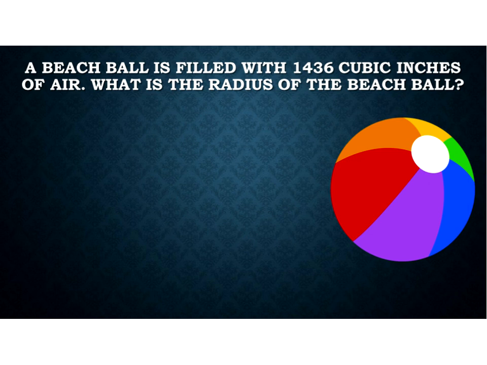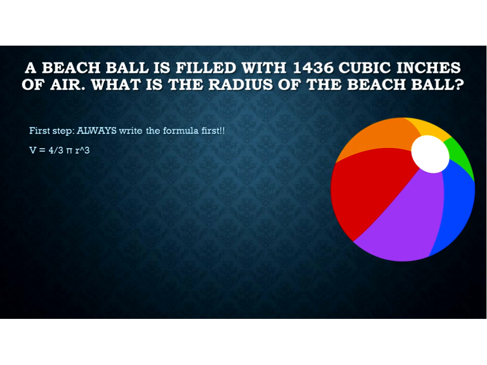Alright, our last example: a beach ball is filled with 1,436 cubic inches of air. What is the radius of the beach ball? So this example is the opposite of finding the volume. You've already been given the volume measurement, and that is 1,436 cubic inches of air. And you're going to use that number and the volume formula to find what the radius would be.